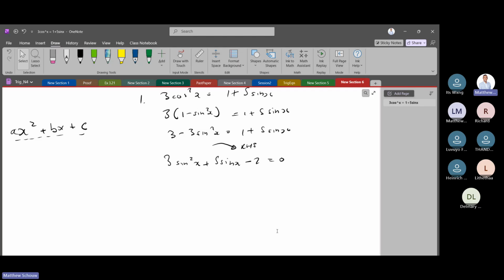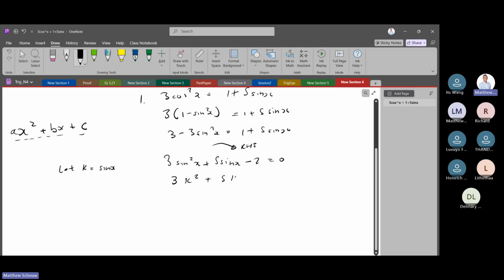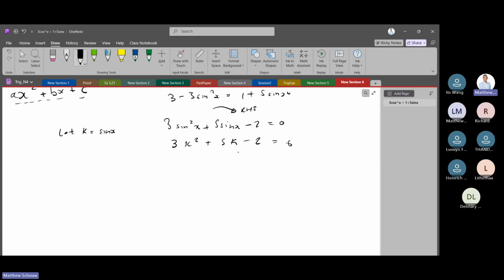To make it a bit neater, we could even say let k equals sine x, right? That's fine. Then we can have 3k squared plus 5k minus 2, just to make it another variable. You could have kept sine actually. You guys with me there? Just to make it a bit neater. Then over here, you can use whatever you want. You can use your quadratic formula. You can use completing the square.